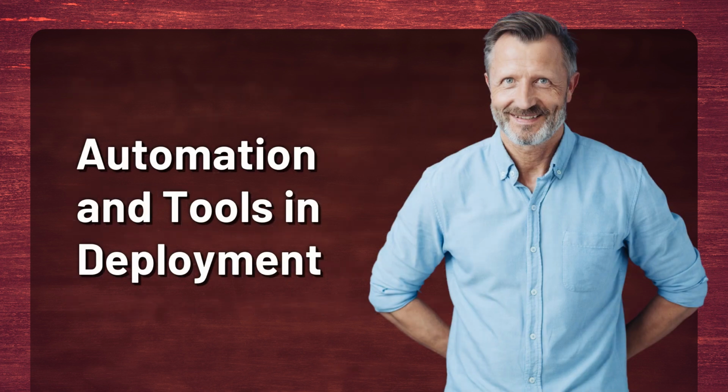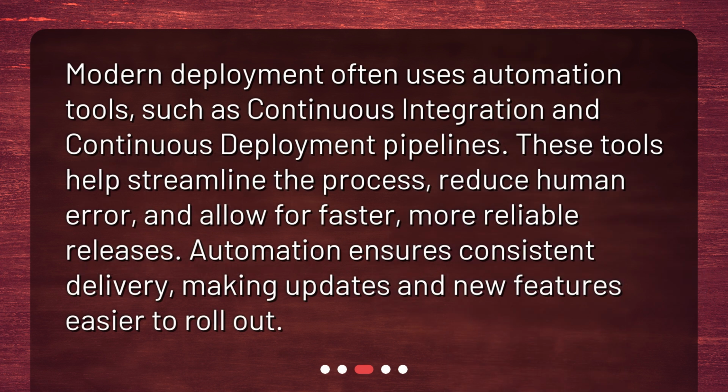Automation and tools in deployment. Modern deployment often uses automation tools, such as continuous integration and continuous deployment pipelines. These tools help streamline the process, reduce human error, and allow for faster, more reliable releases. Automation ensures consistent delivery, making updates and new features easier to roll out.